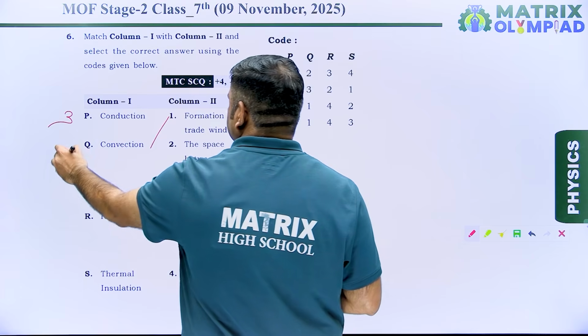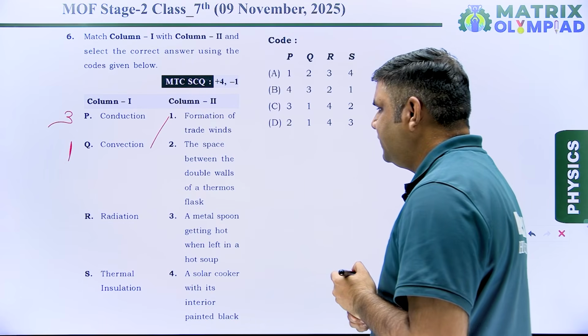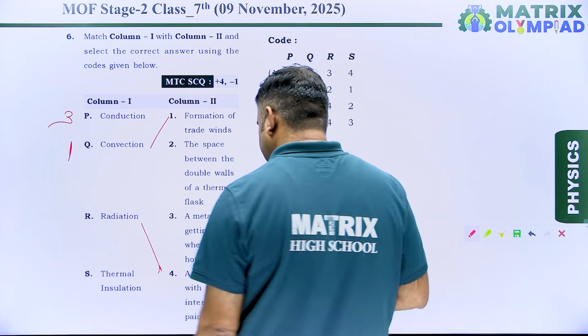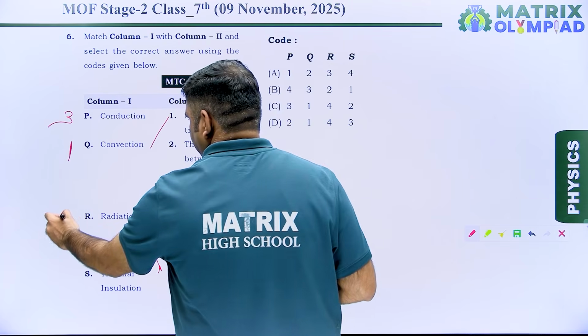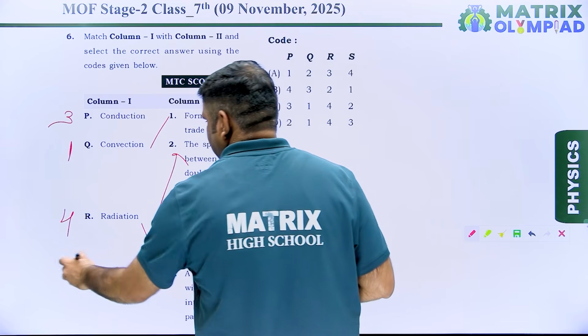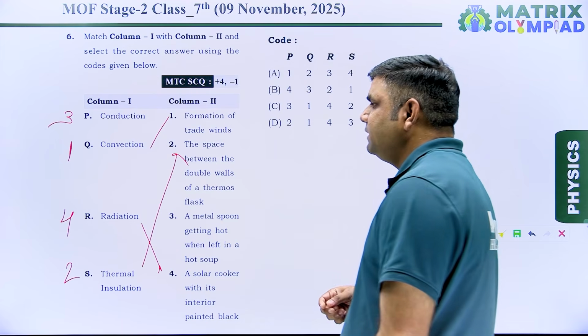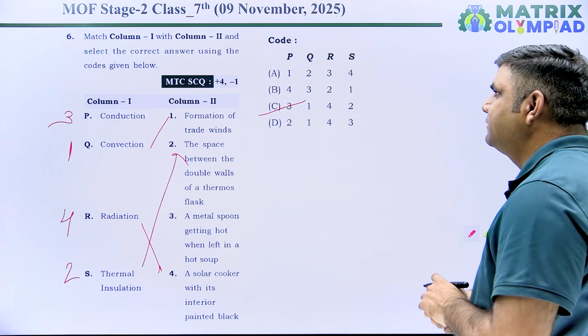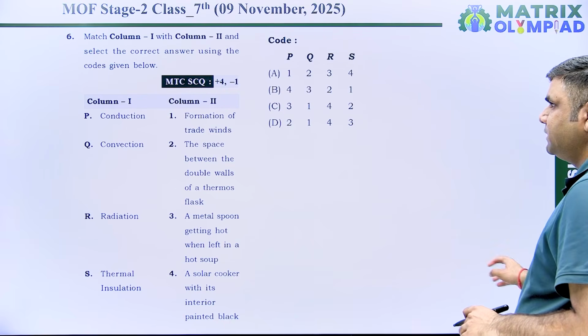So Q matches with 1. Radiation is a solar cooker with its interior painted black, so 4. And thermal insulation is matched with 2. So our correct option will be 3, 1, 4, 2. So C will be the correct answer for question number 6. Let's move to the next question.